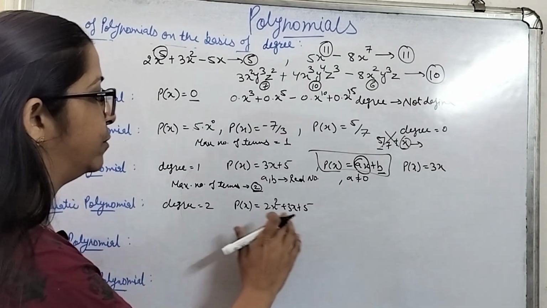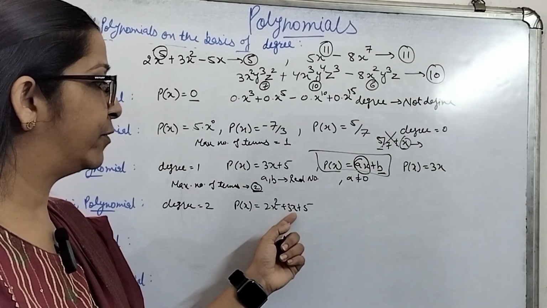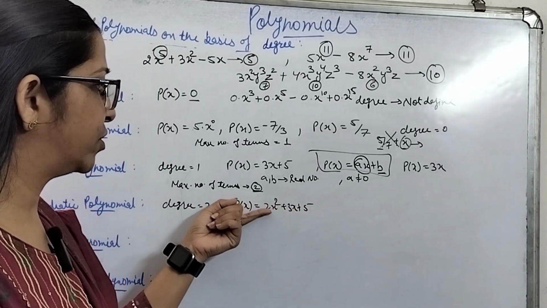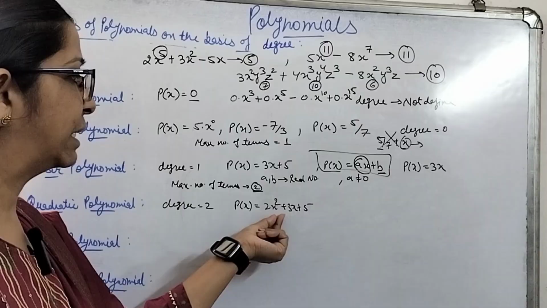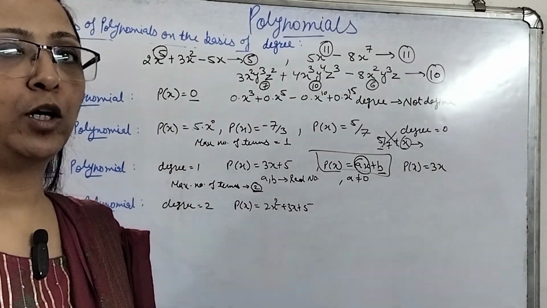It is having 3 terms. For this term, the power of the variable is 2. Here, power of the variable is 1. Here, power of the variable is 0. So, maximum power of the variable is 2. That's the reason degree is 2. And if degree is 2, the polynomial is a quadratic polynomial.